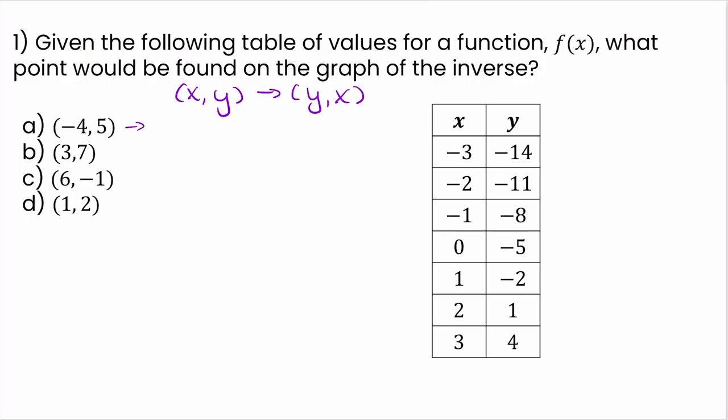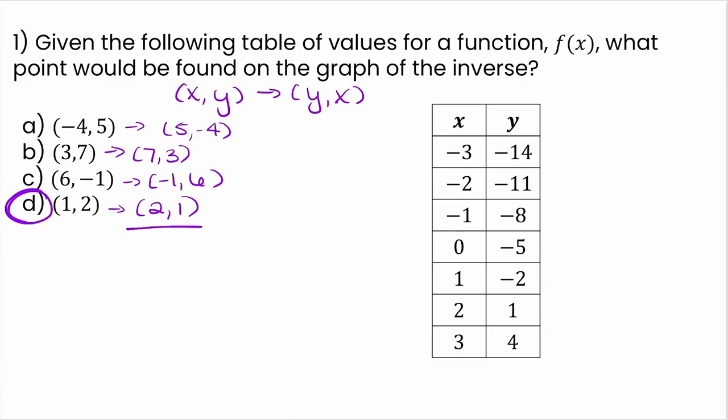So if I reverse this one, I have (5, -4). If I reverse here, I have (7, 3). Reversing this one is going to give me (-1, 6). And reversing here is going to give me (2, 1). So notice that this one is the only one that matches a point that's actually included on my table. So that's going to be the correct answer.